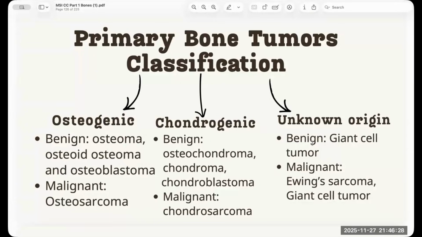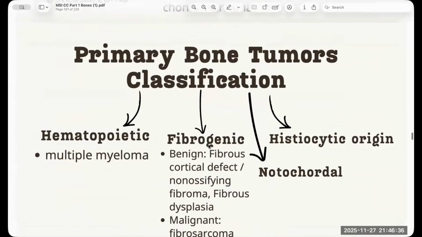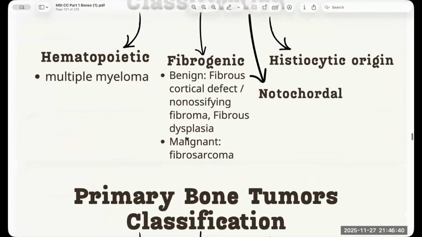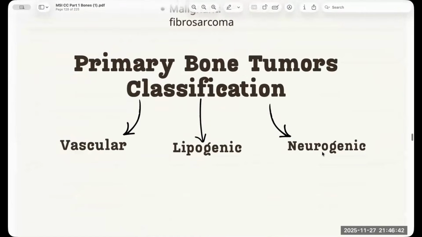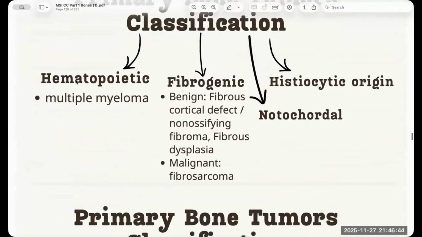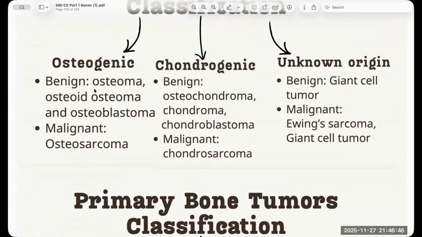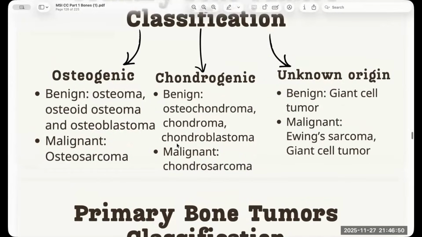All right, now the classifications of the primary bone tumors, so we can start going through them one by one. There is osteogenic, chondrogenic, unknown origin, hematopoietic, fibrogenic, histiocytic origin, notochordal, vascular, lipogenic, neurogenic. Okay? Some of the tumors are listed under each of the classifications as benign, malignant, and so on.